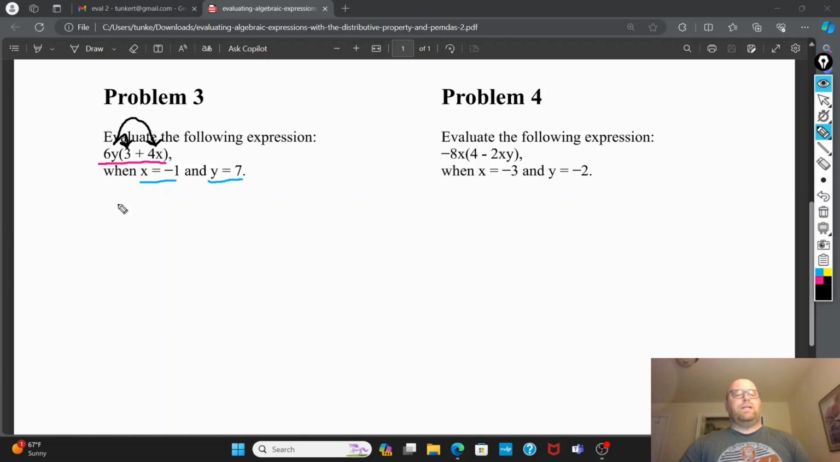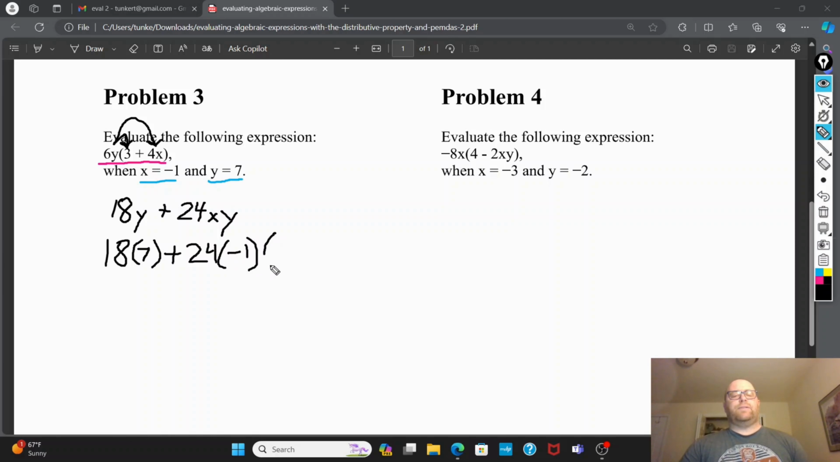So 6y times 3 gives me 18y, because 6 times 3 is 18. Then we have the y as well. So 18y. 6 times 4 is 24, so plus 24. And x times y, or y times x, is xy. All right, so we're going to plug in. So we have 18 times 7 plus 24 times negative 1 times 7.